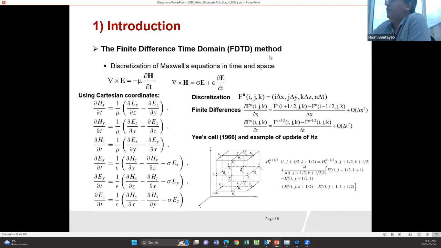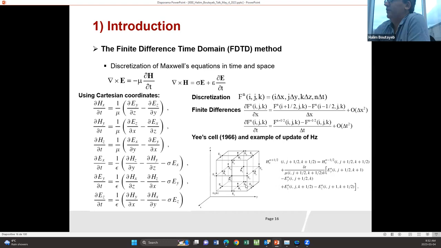The finite difference time domain method is based on the discretization of Maxwell equations in time and space. These are Maxwell equations in an isotropic medium with the constitutive parameters of the medium, so permeability, conductivity, and permittivity, the electric field and magnetic field. In Cartesian coordinates, we will have six scalar partial differential equations that we can discretize in space and time. The finite difference of the different equations with an error of order two are given by this formula here. This is the Yee cell.